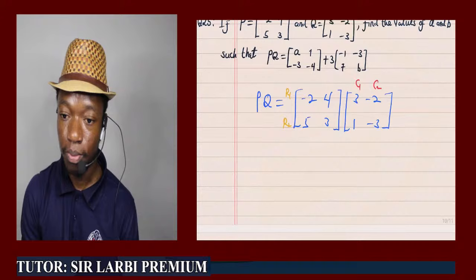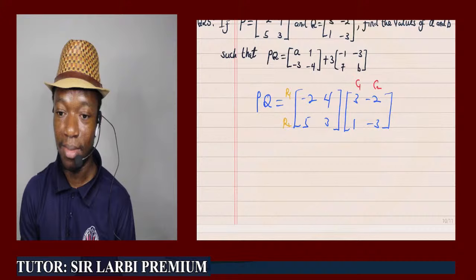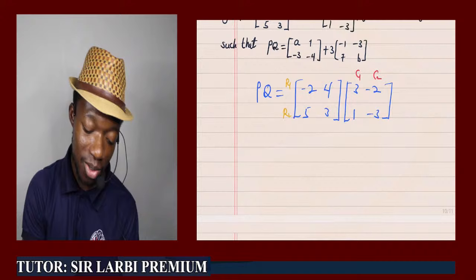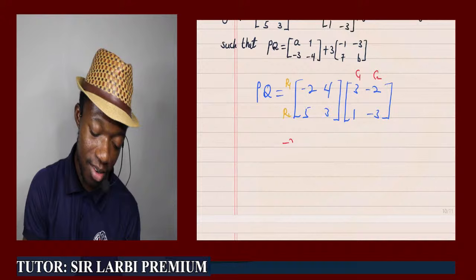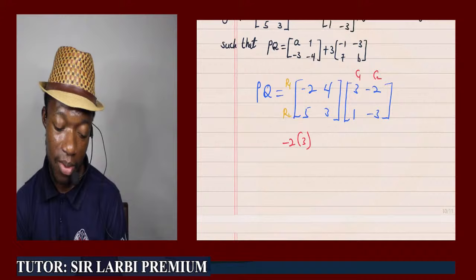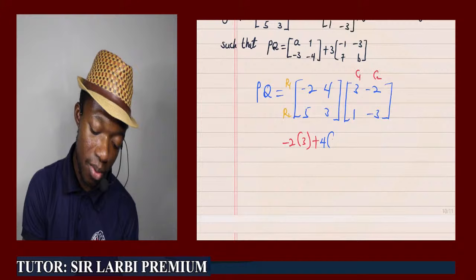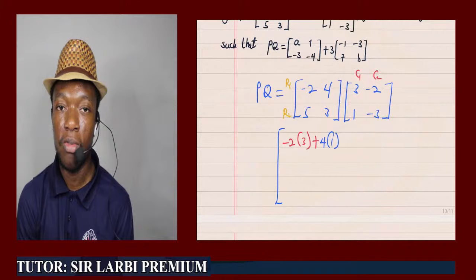So what do we do? Here, we have negative 2 multiplying 3, 1. So let's bring in that. We have negative 2 multiplying 3, and then plus negative 2 multiplying 3, and then we have 4. Follow carefully. 4 multiplying 1. That will give us our first entry of the result matrix.